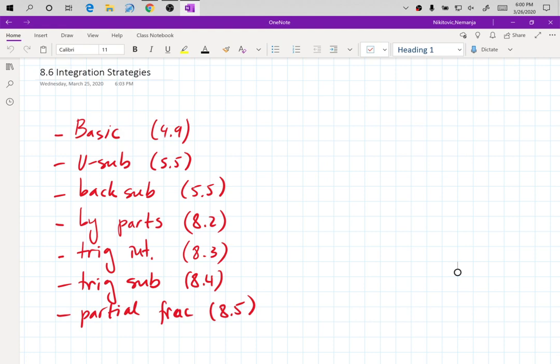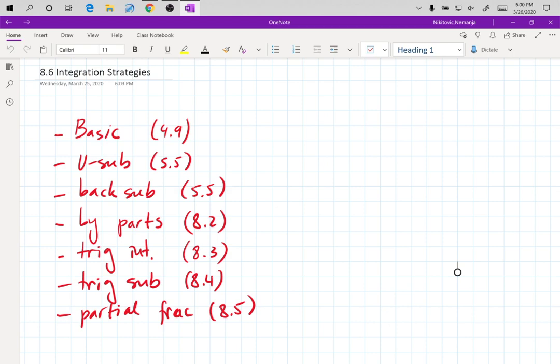So we are going to look at 8.6 integration strategies, which is technically the summary of what we have learned so far for integration. We are not learning any new methods today. This section is there to teach you how to recognize various methods, which method is appropriate to use when, and all of that good stuff.